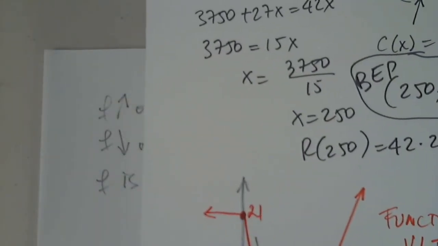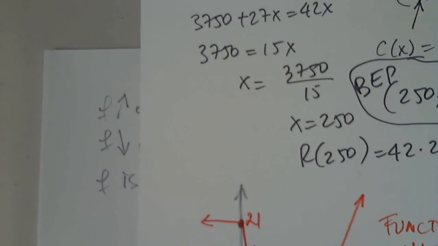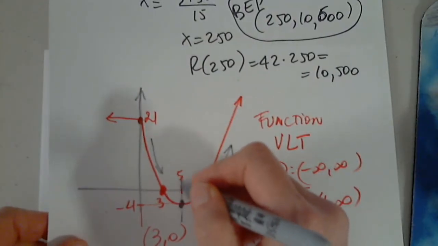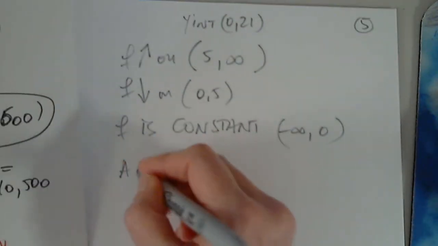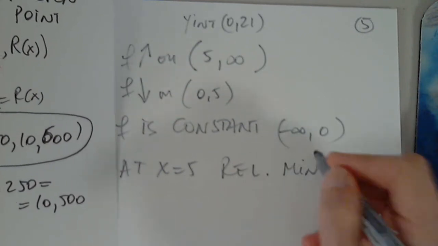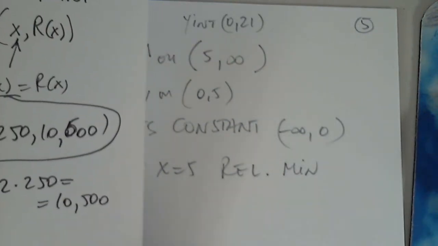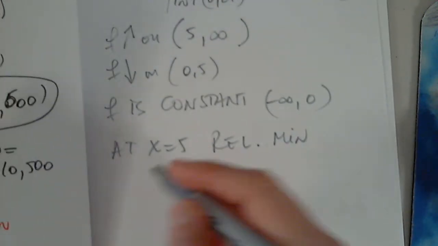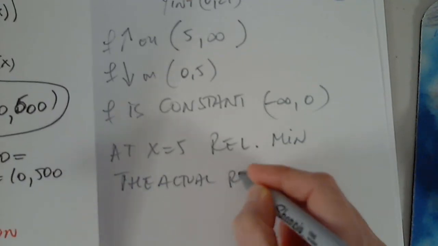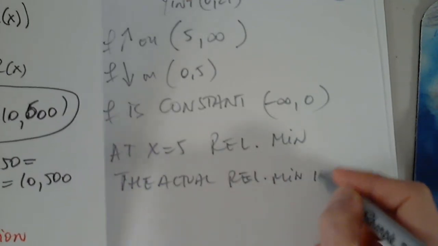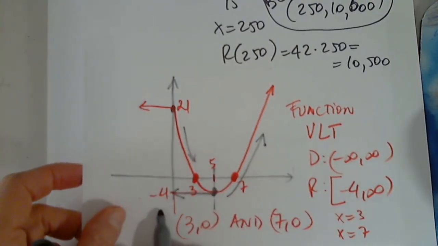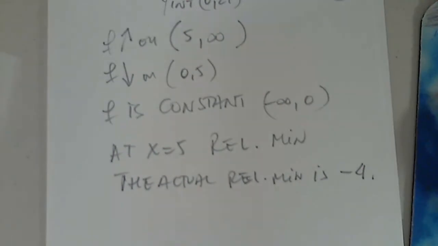The increasing, okay, then the number at which f has a relative minimum. Yes, this is the relative minimum, and it happens at x equals 5. So at x equals 5, there is a relative min. The number, okay, find the relative min. The actual relative min is this value, the y value, negative 4.